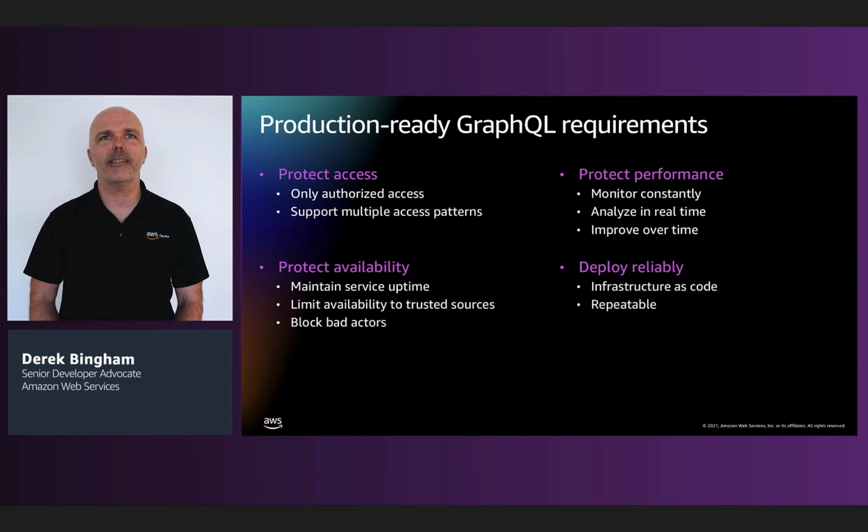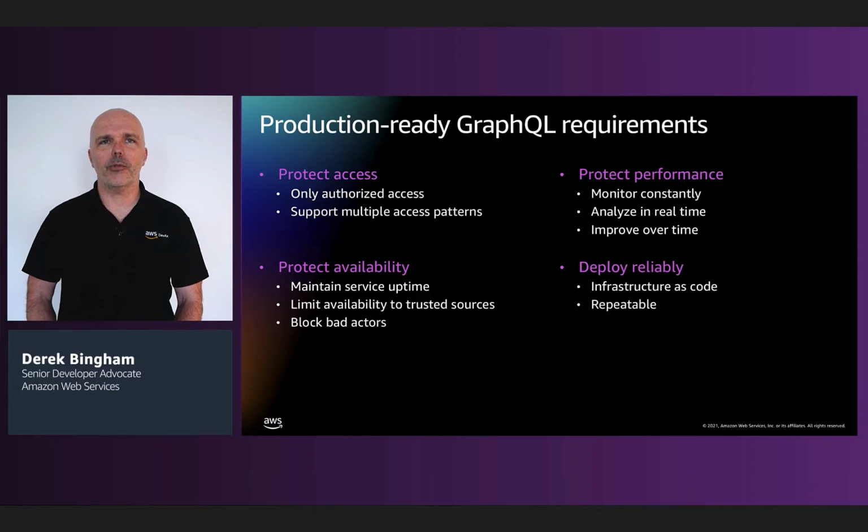Next, we want to protect the availability, making sure that our service is available while providing the level of service that our customers come to expect. We want to meet our customers' expectations by maintaining the uptime of the service, limiting the availability to trusted sources, as well as making sure that bad actors do not impact the service. We also want to be able to block these bad actors and to be able to protect the overall performance of our API by making sure that we can actually monitor what is going on within our API.